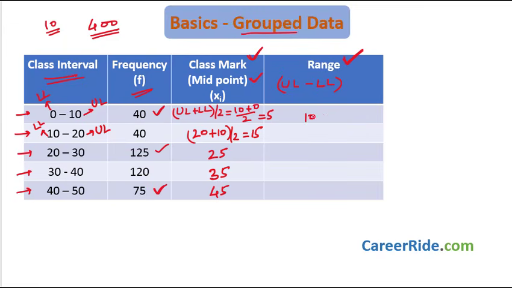So in the first case, what is the range? It is 10 minus 0. This is 10. In the second class interval, it is 20 minus 10. This is 10, right? So similarly, you will see it is 10 for all the class intervals given here. Make sure that you understand this concept of class mark, that is midpoint, and range very well, because many a time you will find very direct questions based on them, and it is not a good idea to lose your marks for such simple things. Okay, now let's move on.